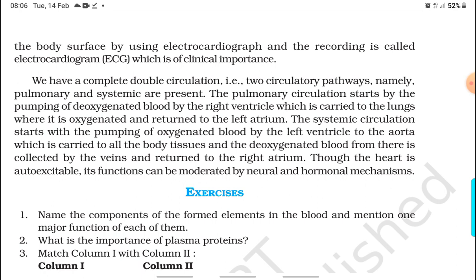We have a complete double circulation, that is, the two circulatory pathways, namely pulmonary and systemic, are present. The pulmonary circulation starts by the pumping of deoxygenated blood by the right ventricle, which is carried to the lungs where it is oxygenated and returned to the left atrium. The systemic circulation starts with the pumping of oxygenated blood by the left ventricle to the aorta, which is carried to all the body tissues, and deoxygenated blood from there is collected by the veins and returned to the right atrium. Though the heart is auto-excitable, its functions can be moderated by neural and hormonal mechanisms.